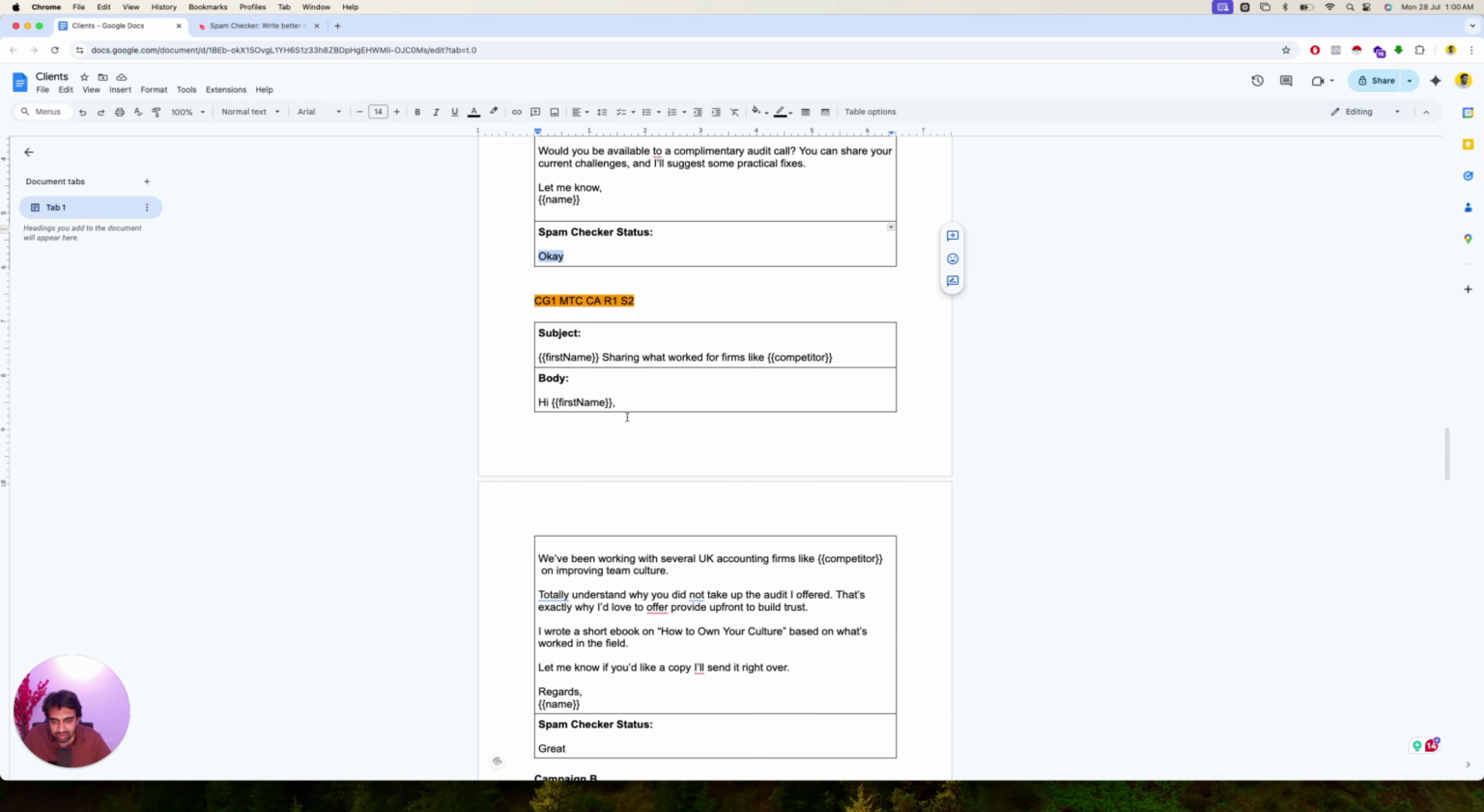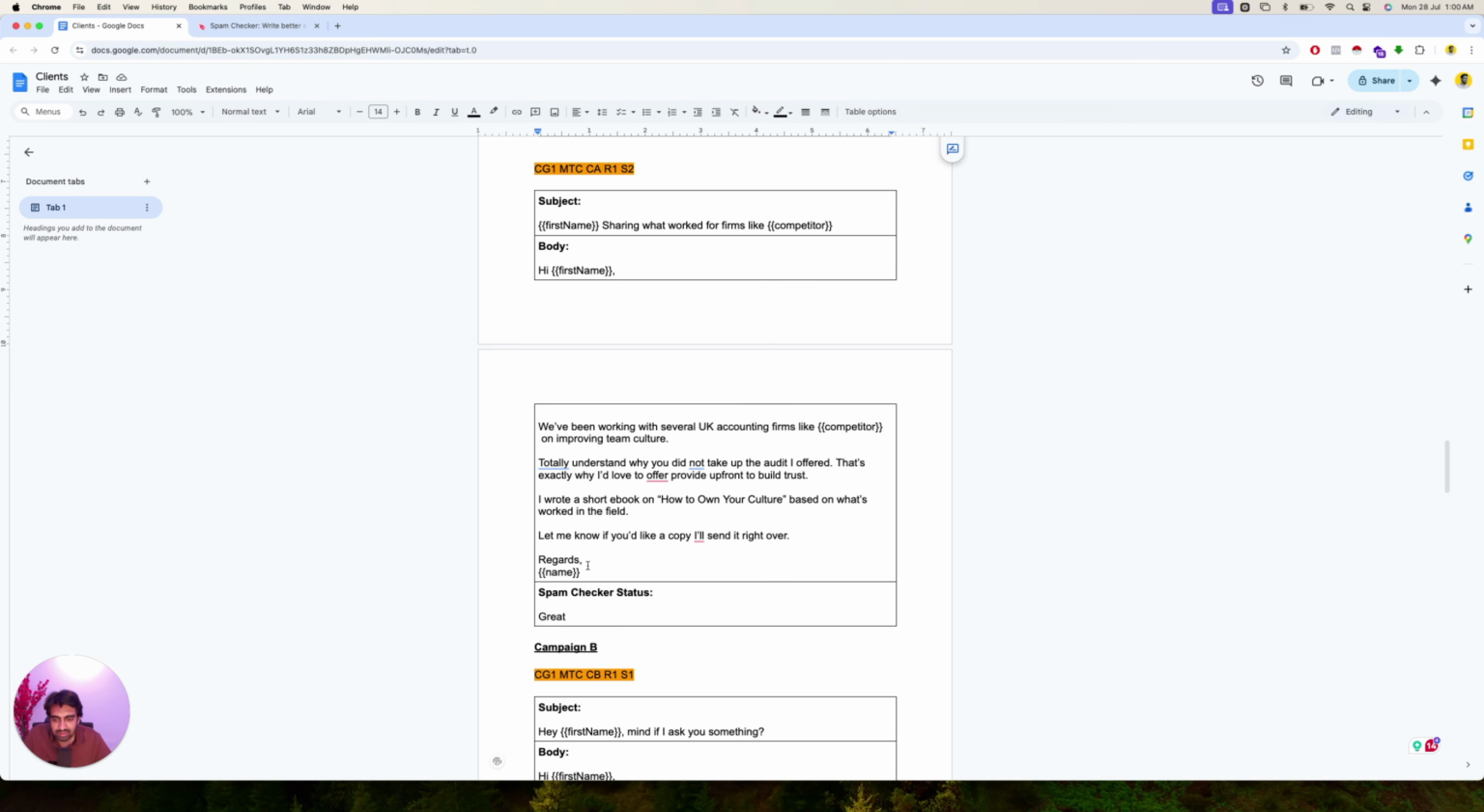Okay, now I'm going to sequence 2. Sequence 2 is kind of similar, again giving a bit of credibility, saying the competitor name will help. At the same time, giving a reason: I understand that you did not take up the audit I offered. Now, again, I do not want to use it as a reminder email, yet I'm using another strategy just to give a reminder.